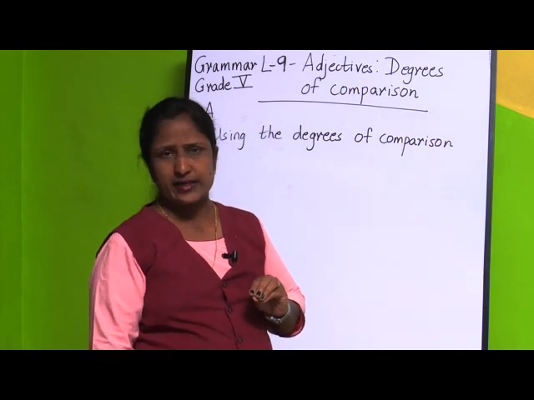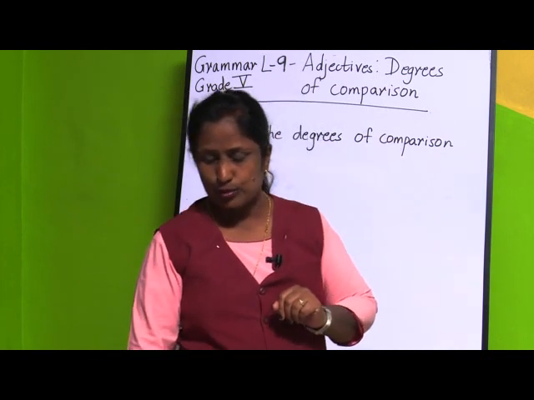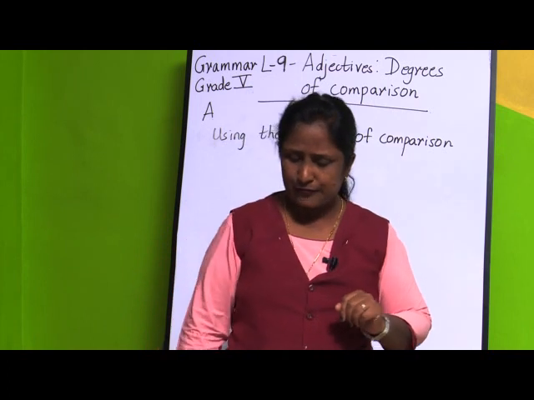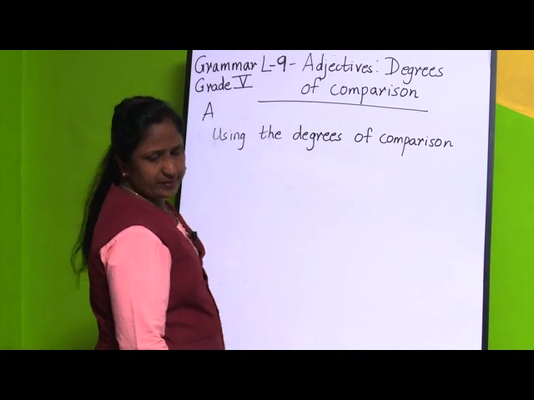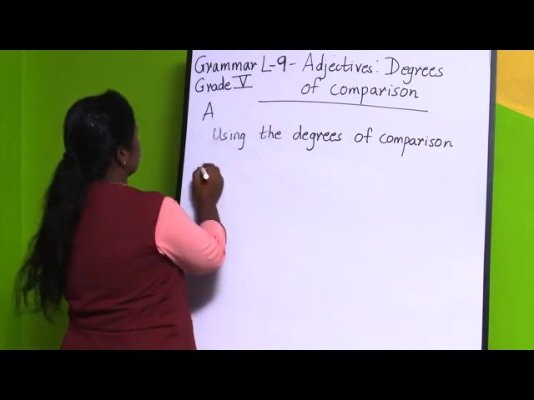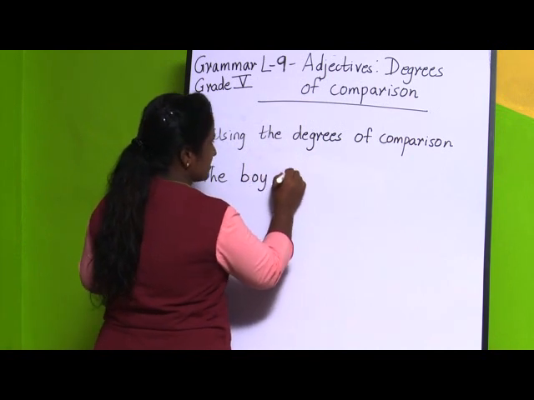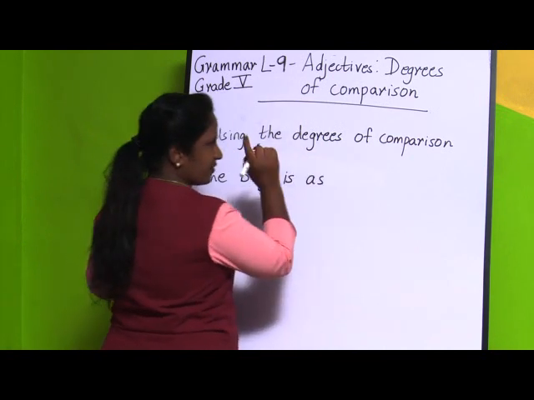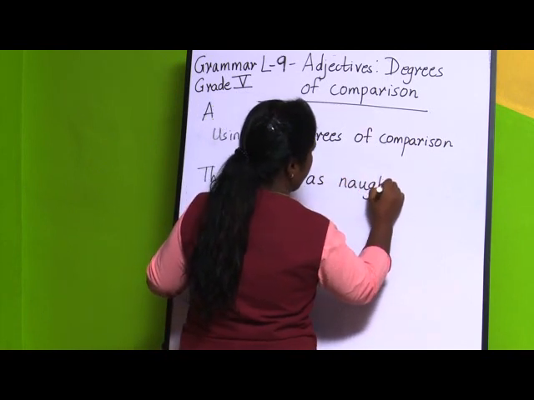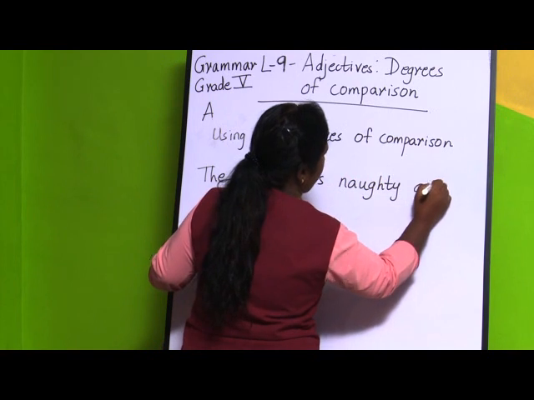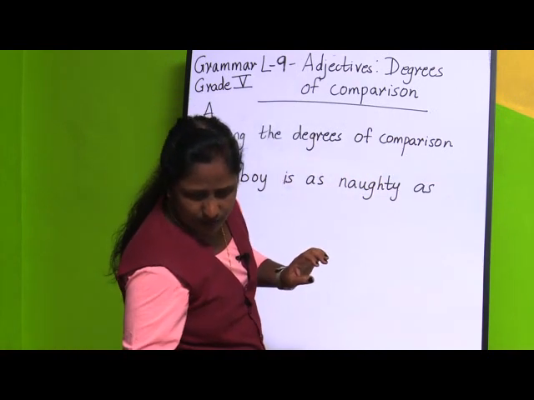So, if you see the B exercise: use as dash as and make sentences using the following hints. If you take the first one, the boy, naughty, a monkey. So, what will be the answer? The boy is as, we have taken as, this is an adjective, as naughty as a monkey.